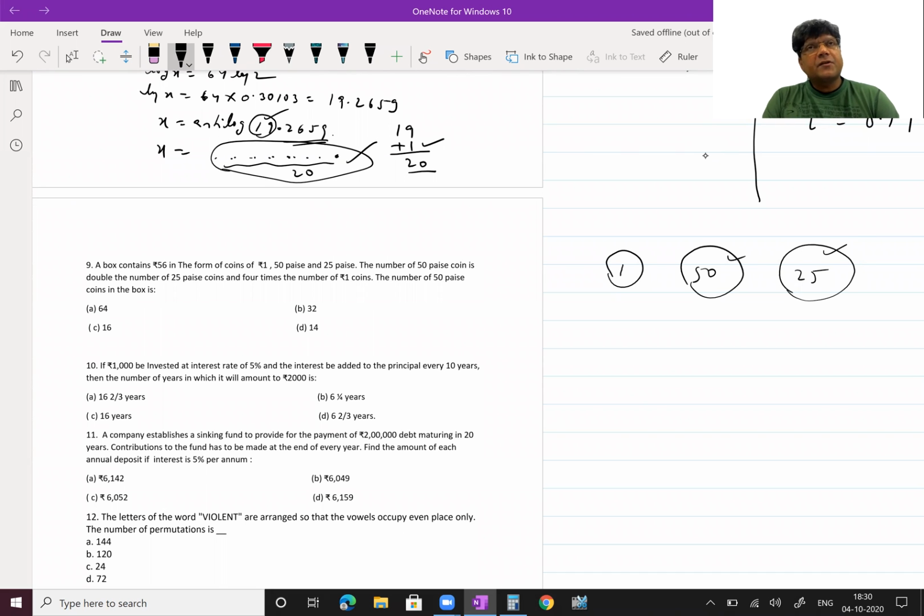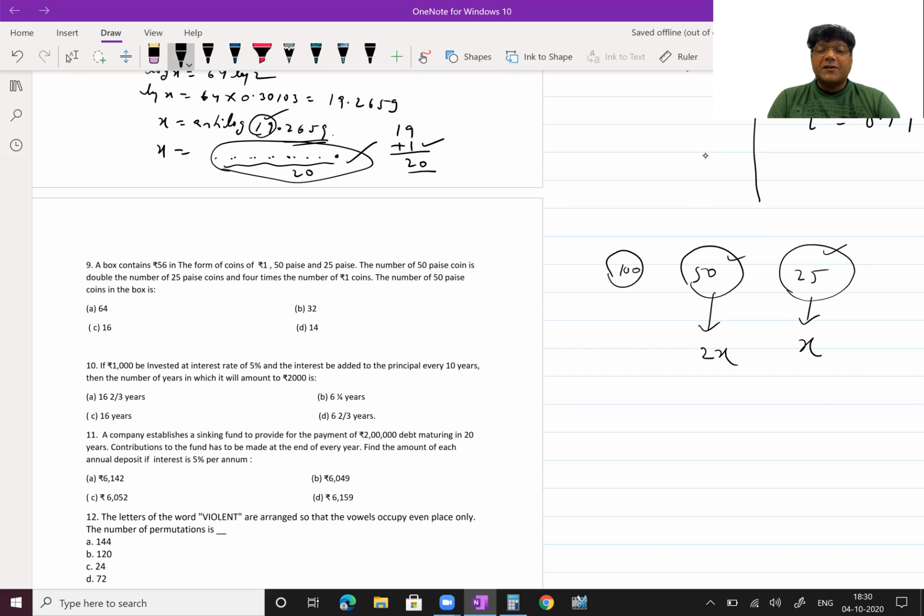You will have to convert them into the same unit. Either convert all into rupees or write all into paise. For ease of simplification, I am making it paise. So it will be 100 paise. Now the second line is saying the number of 50 paise coins is double the number of 25 paise coins. So the number of 50 paise coins will be double that of 25 paise coins. That means if I suppose the number of coins of 25 paise is x, then 50 paise coins will be how much, guys? Double, 2x.